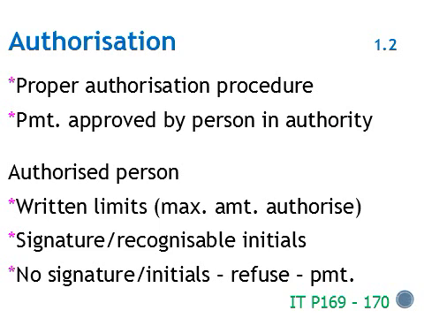There needs to be a proper authorization procedure, so that payments can be approved by a person in authority. Every payment needs to be approved by an authorized person. Each authorized person will have their own written limits, which is the maximum amount that they can authorize for. When a payment is authorized, the authorizing person should put their signature or recognizable initials, and the date on the appropriate document, as proof of authorization. If there is no signature or initials on the document, then the accounts department should refuse to make the payment.